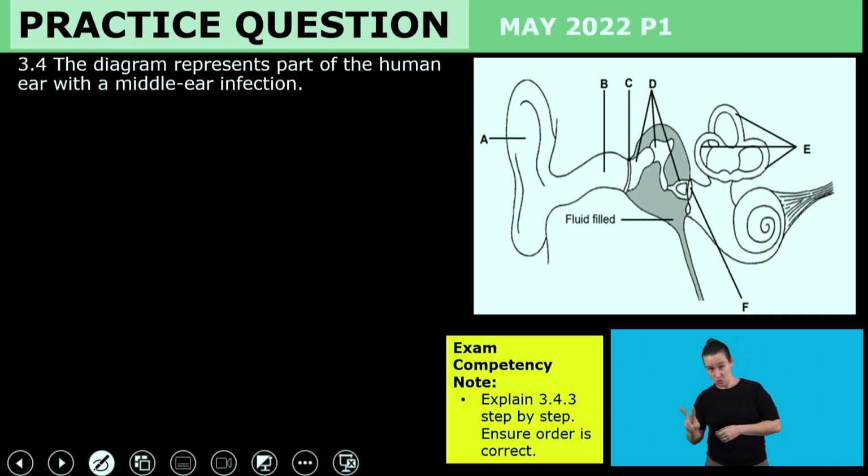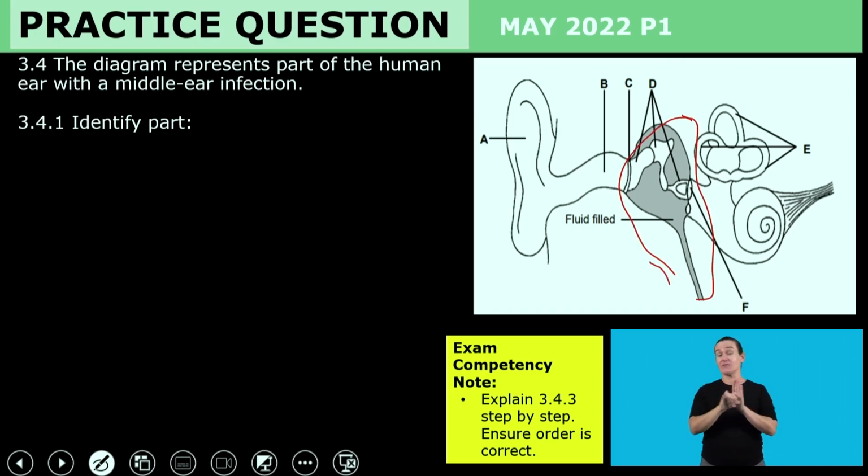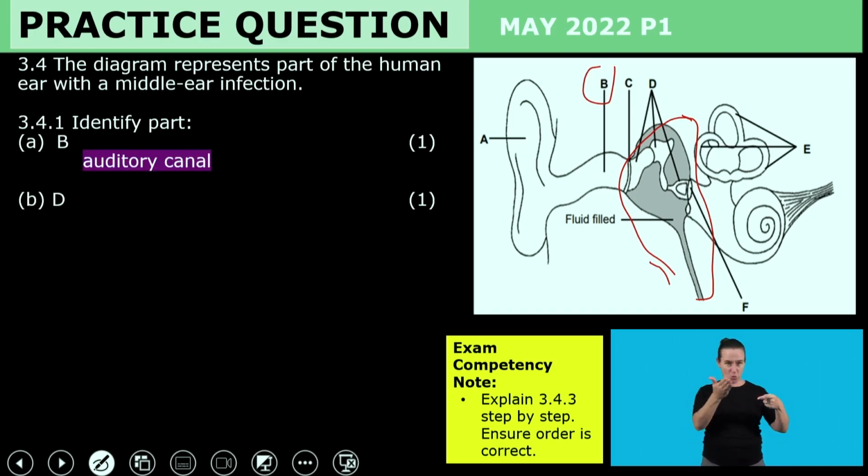May 2022, paper 1, 3.4, the diagram represents part of the human ear with middle ear infection. Here's the middle ear, and it's quite gray, so there's infection there. 341, identify part B. Part B, this part B here, it's the auditory canal. And part D is including the 3 small bones here that are lying close to each other in the middle ear, and that is the ossicles.